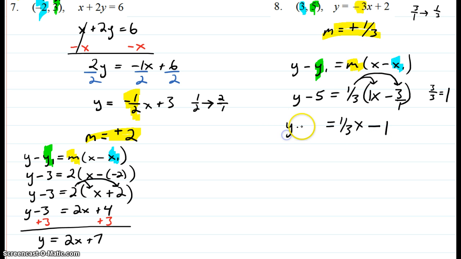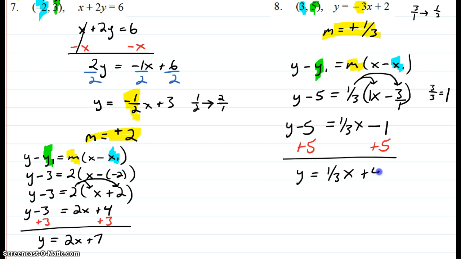Bring down the y minus 5. Now we just need to move the 5 over. So we add 5 to both sides. And so we finish with y equals 1/3 x plus 4.